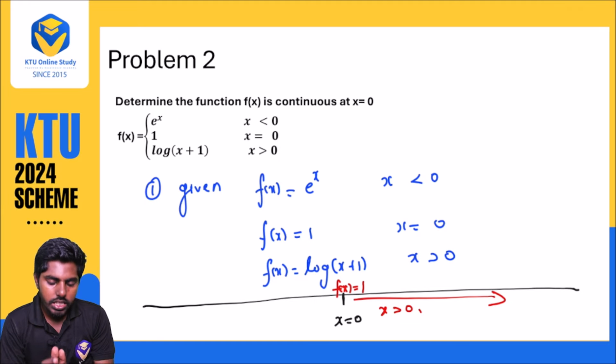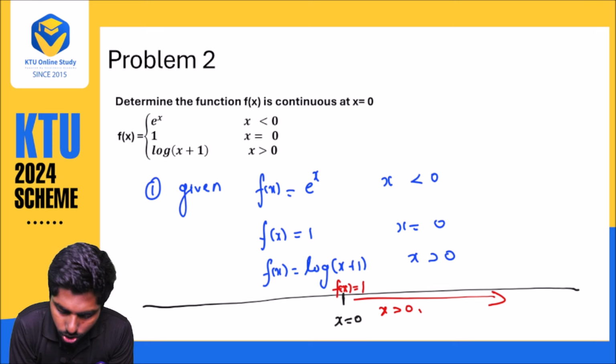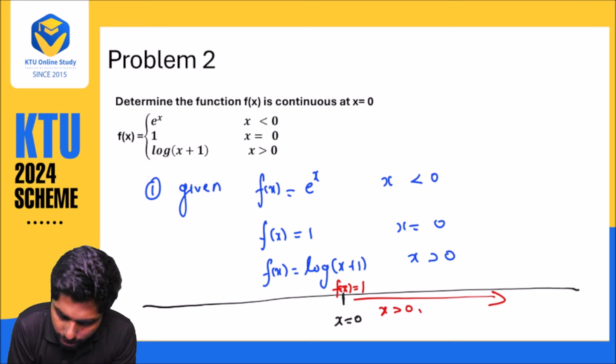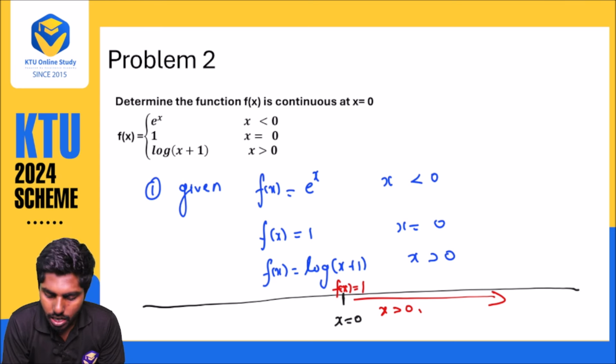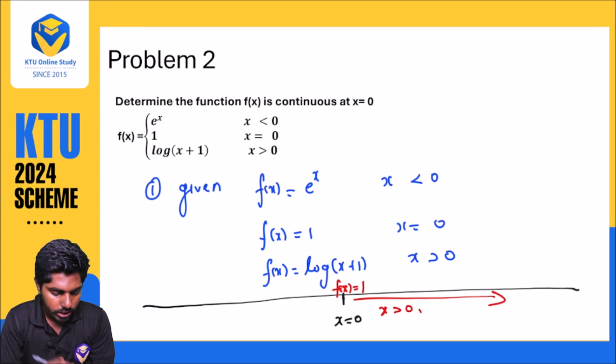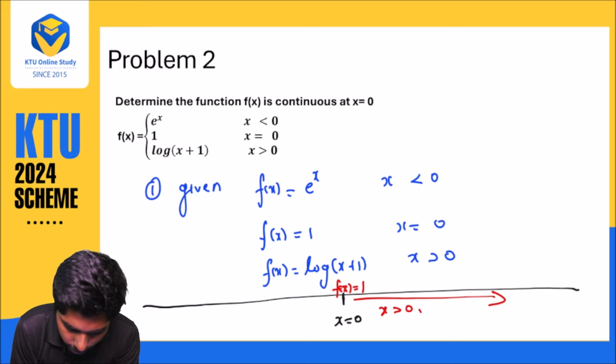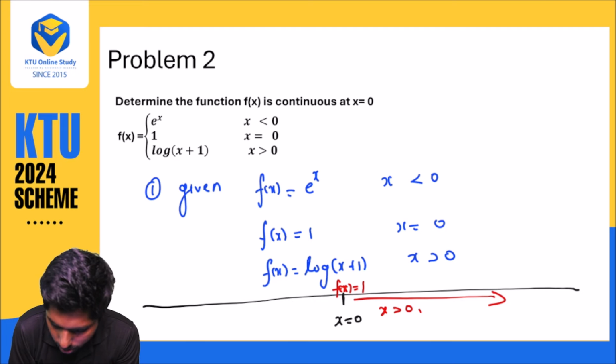Now what are they asking? They are asking whether it is continuous or not. What is our f of x? x is equal to 0, that means our a is equal to 0. Here a is equal to 0. Just to solve it, what will we get? The first condition: f of a is defined or not.